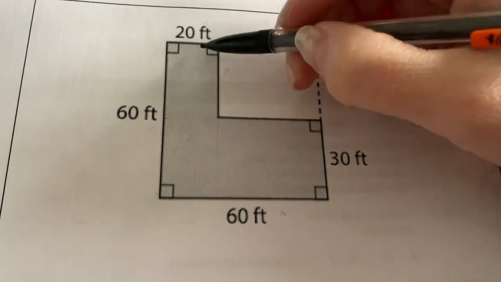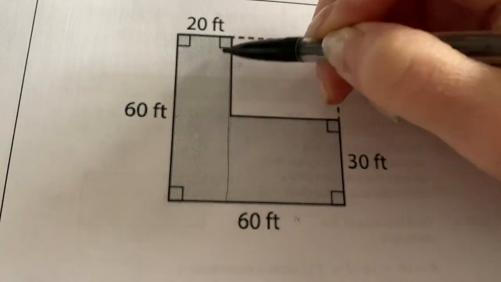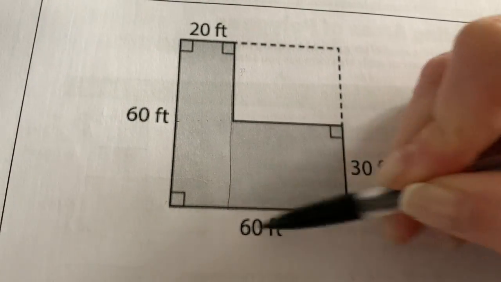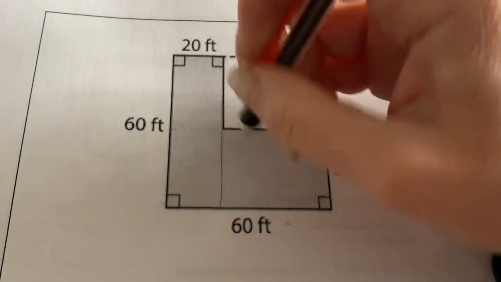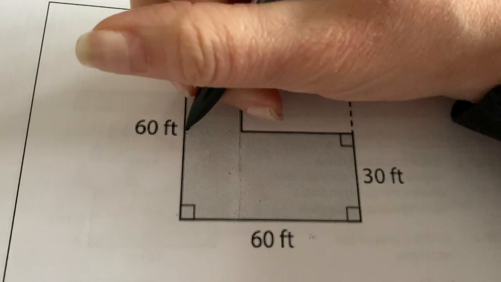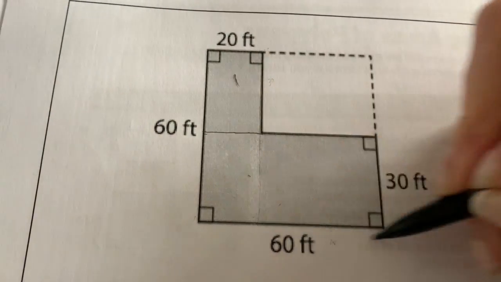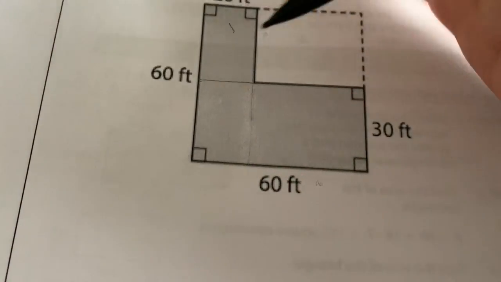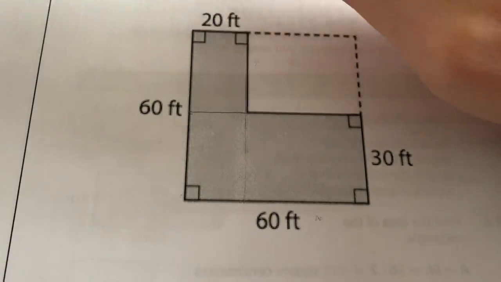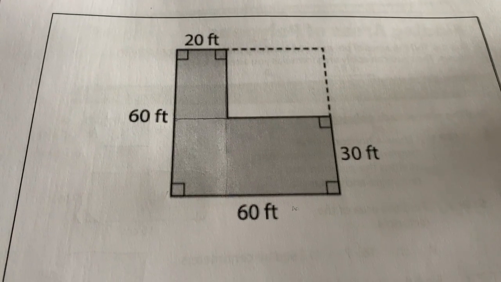You can either break this up like this, and do one rectangle here and one rectangle here. Or you might see it like this, and you have one rectangle here and one big rectangle at the bottom. It doesn't matter which way you choose to do it. You'll get the same answer either way. But I just wanted to make sure you know that there's not always just one right way to do this.